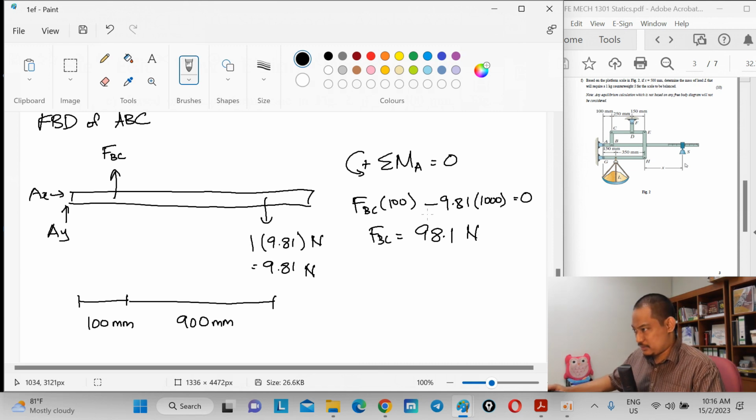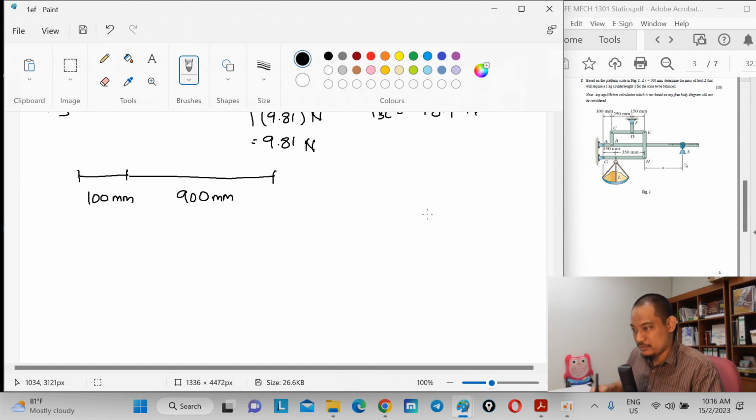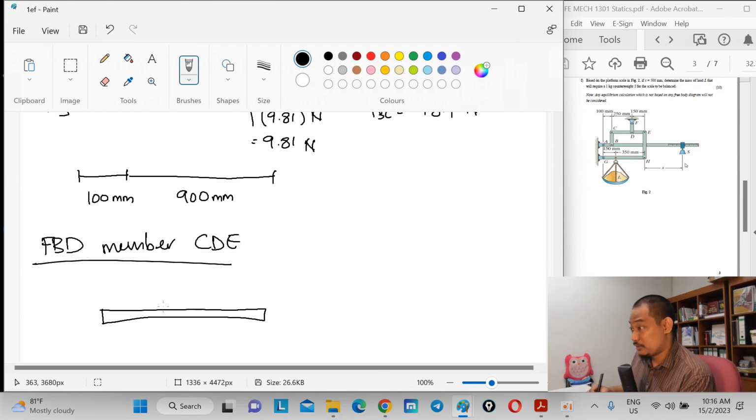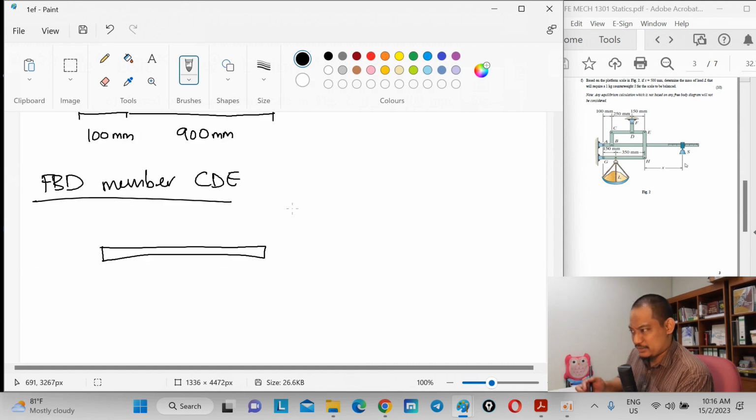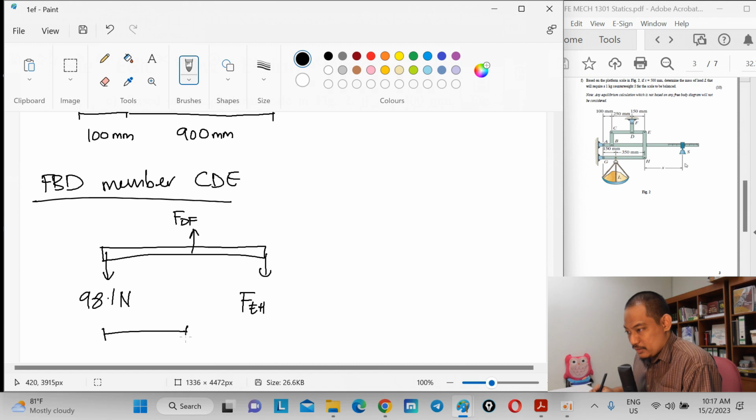Now we know FBC. We go to the next one, which is CDE, right? So free body diagram, member CDE. So you have the beam, and you already know FBC, right? So on that side, FBC is what value? 98.1. I'm so sorry for being sleepy. It cannot be helped. And then this is FDF, and then you have FEH, and then you have the dimensions of 250, 150, 250 millimeter, 150 millimeter. Okay.